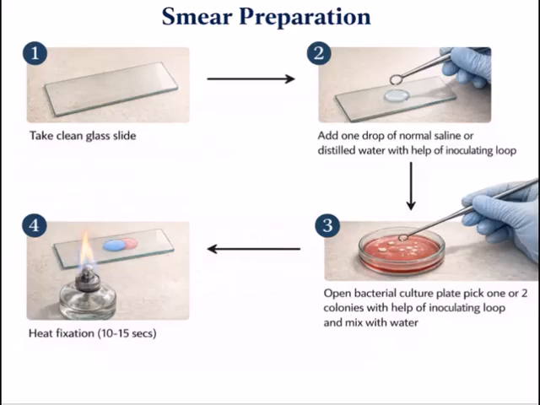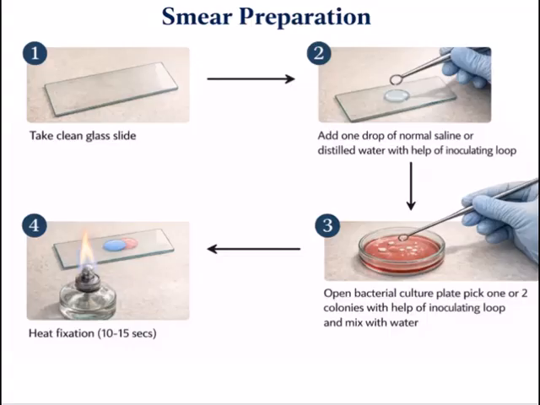Before staining the bacteria, we need to prepare the smear. How is the smear going to be prepared? First, we bring a clean glass slide, then add 1 to 2 drops of distilled water with the help of an inoculation loop. Then take a colony of bacteria from the culture with the help of the inoculation loop and mix it with the water and let it dry. Then heat fixation for 10 to 50 seconds.